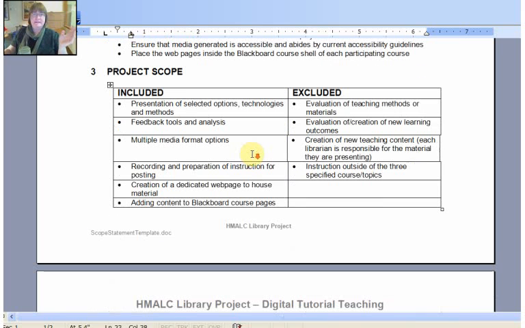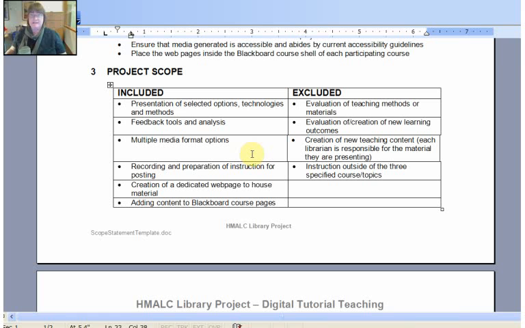Okay, so now we're still talking about our environment. Now we're getting to the specific scope of this project. And this little chart, included, excluded, is really powerful. This just puts it in black and white, and I've found people respond really well to this. What's included in the project? What are the things you're planning to do that you will definitely do as part of this project?